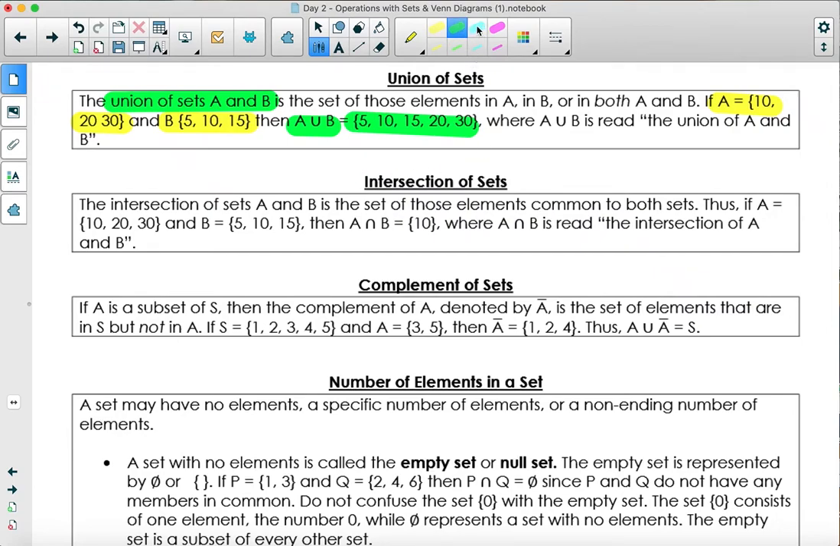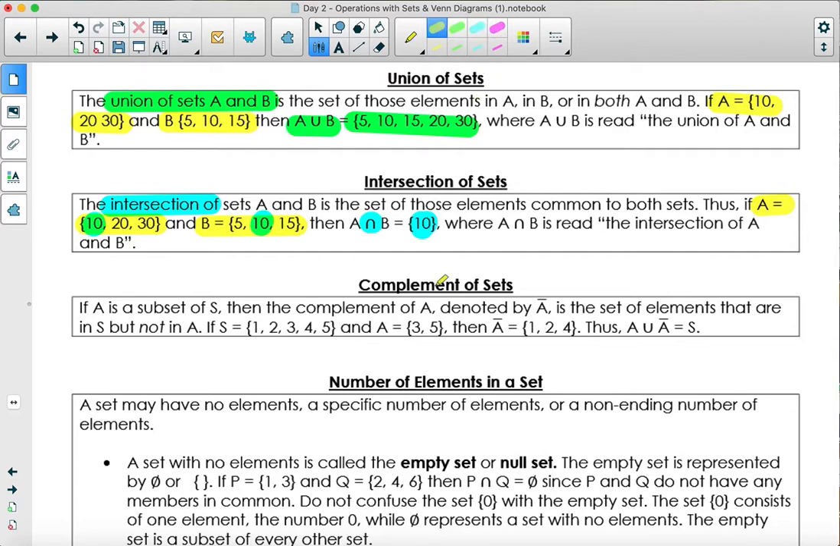Right? Then we talked about the intersection of set A and B, and following along, set A still has 10, 20, and 30 in it. Set B has 5, 10, and 15, but this time when I'm looking for the intersection of those two sets, now I am only focusing on what there is in common, which was the 10, so that's why the intersection of sets A and B is the 10.